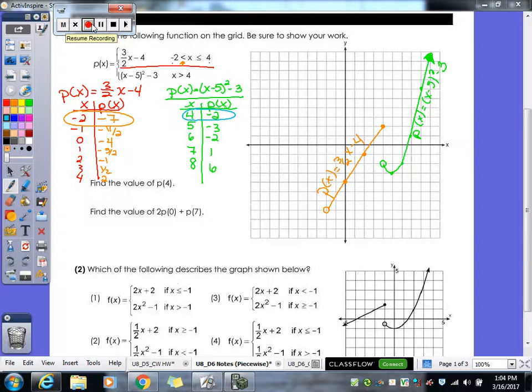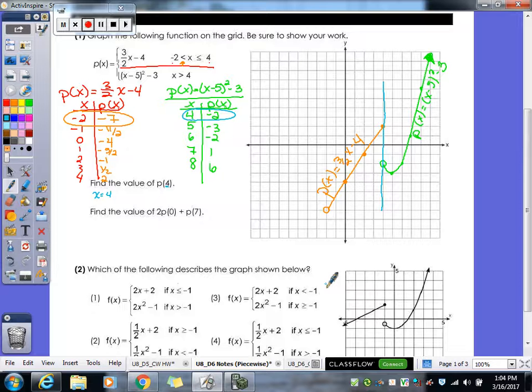Alright, so let's take a look at our questions. They want us to find the value of P of 4. So again, what letter do we normally have in those parentheses? X. So we're looking for when X is 4. So if we go and we look at our graph, how many points do we have at X is 4?